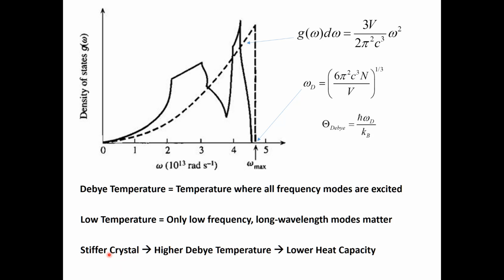If I have a stiffer crystal, it's going to have a higher speed of sound. The higher speed of sound is going to result in a higher Debye temperature, and a higher Debye temperature is going to result in a lower heat capacity, like diamond, right? Diamond: very stiff, very high Debye temperature, also very high Einstein temperature, and a lower heat capacity than 3R. All right.